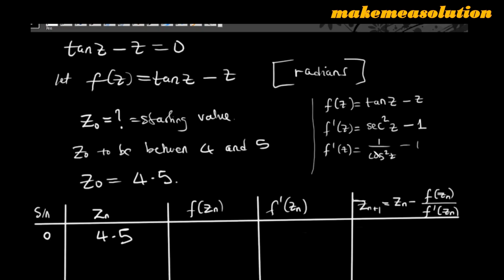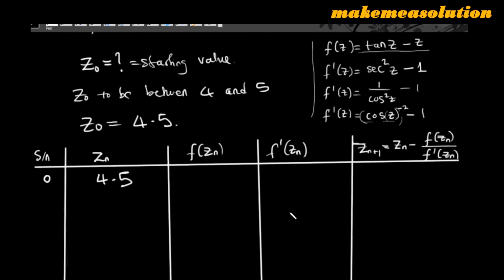If you're implementing this on a calculator, by the law of indices, it's cos z all raised to the power of minus 2, then minus 1. So this is how I'm going to calculate it on my calculator. My f of z will be tan z minus z, and my f prime of z will be cos z to the minus 2 minus 1. This is not cos inverse, please. This is cos z all raised to the power of minus 2. Is that okay? So let's begin the computation right away.